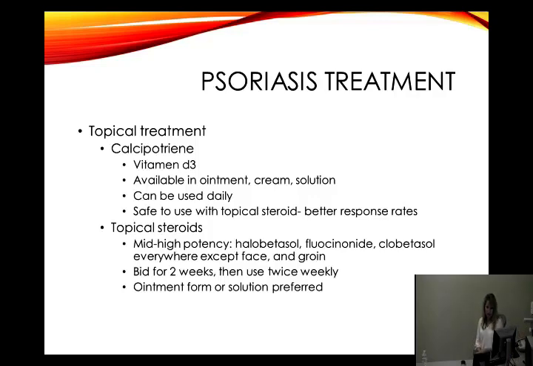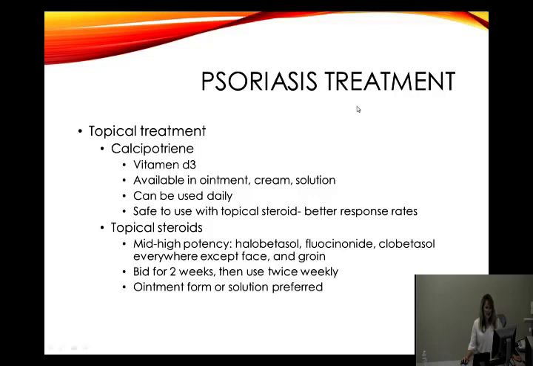Compliance is huge for these patients. Psoriasis is usually a lifelong disease where they have flares and then it gets better. These patients are sick and tired of treating these spots. They have to use 2 creams twice a day for 2 weeks, and then they can get rid of the steroid and keep up with the calcipotriene. It's really a hassle for them.